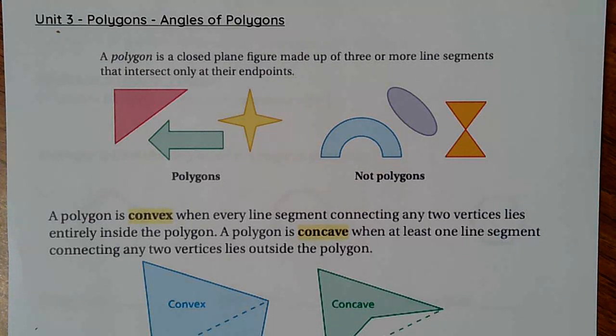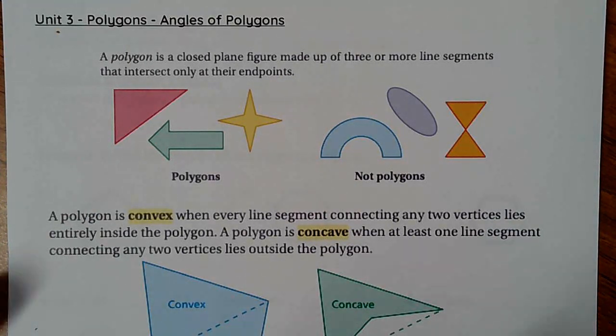A polygon is a closed plane figure made up of three or more line segments that intersect only at their endpoints. What does that mean? Well, it means our shape's going to consist of line segments, so parts of lines that attach or meet at their endpoints. And because it's a line segment, it can't curve. So if I have a curve in any kind of figure, it's not a polygon. I also can't have intersections of those line segments, like, for example, them running through each other.